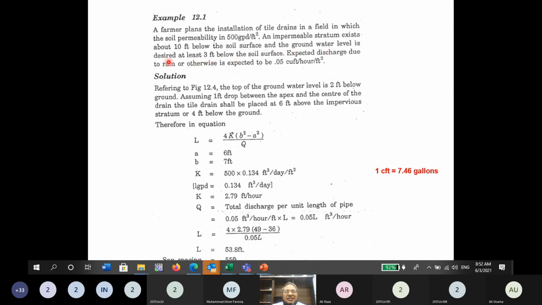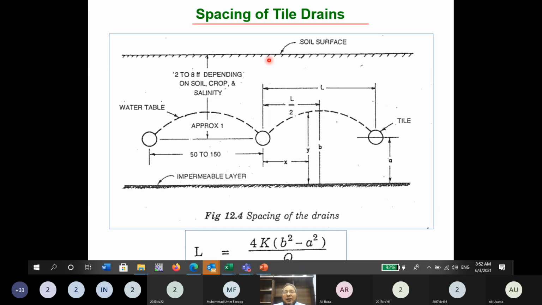And the groundwater level is desired at least 3 feet below the soil surface. Now what the farmer wants is that this water table should go at least 3 feet below the soil surface. So if it is 3 feet below the soil surface, what should be the value of B? If this total is 10, क्यों जी? 7 feet. हाँ जी? 7 feet. So the value of B is 7 feet. And how much should be the value of A? Roughly you have to subtract 1 foot. So A is 6 feet.